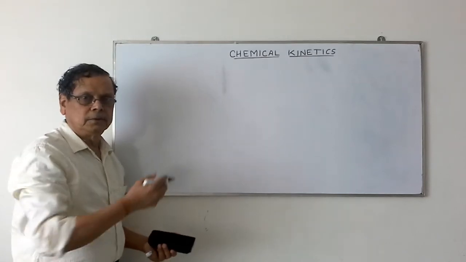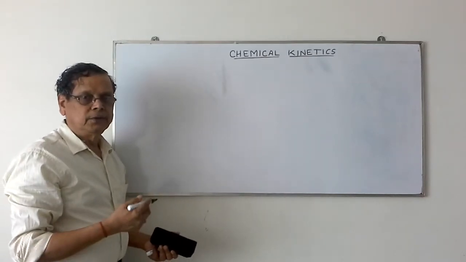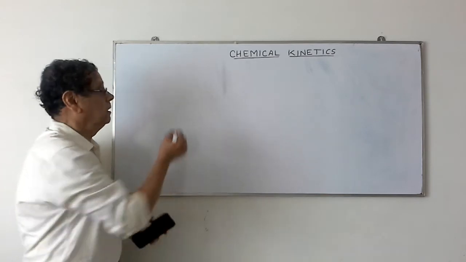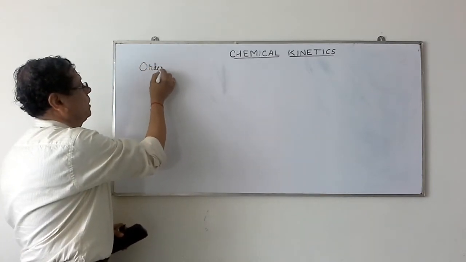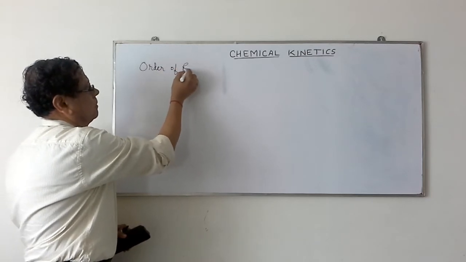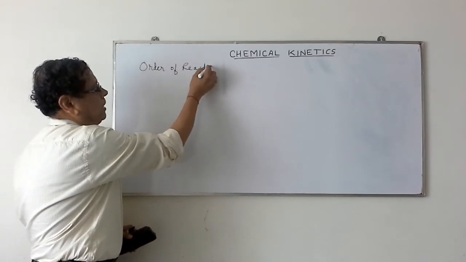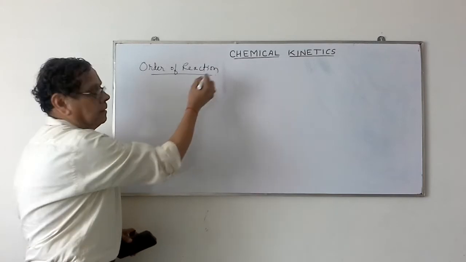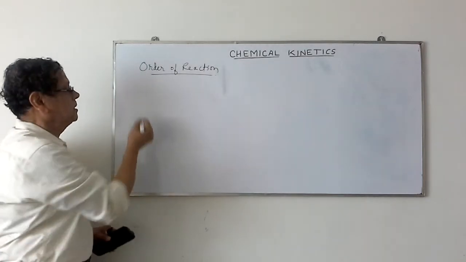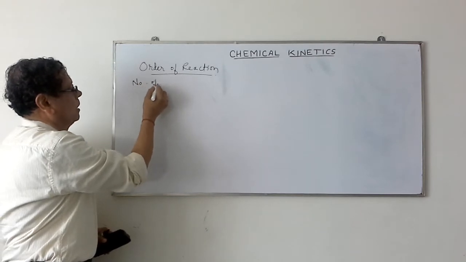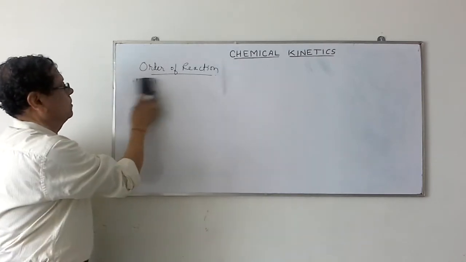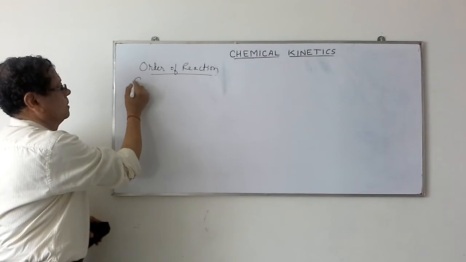Welcome back to chemical kinetics. We were discussing the order of reaction. Order of reaction, as I have explained in the previous class, is the sum of the powers of the concentration terms.